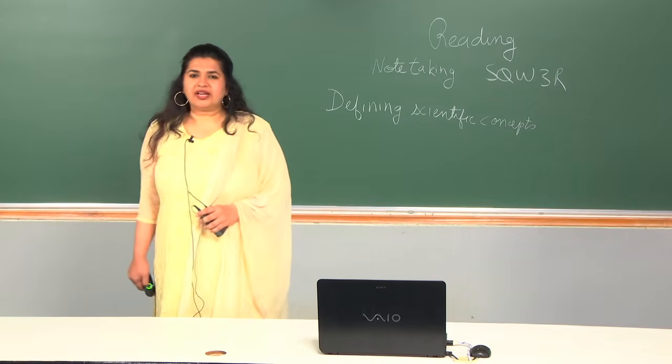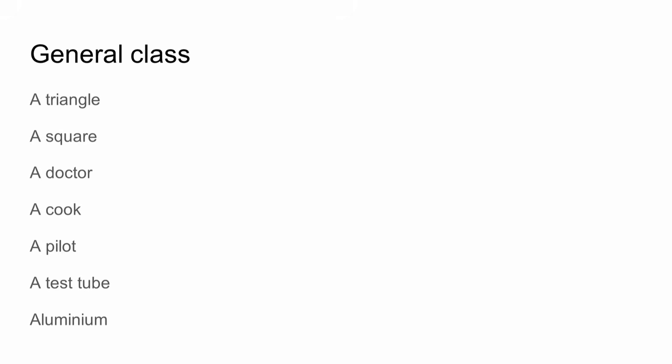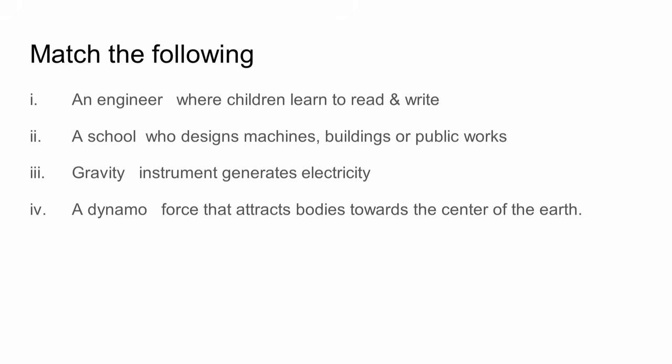Now, look at this list, and I would like you to give me the general class of these words, and that is how we begin. So, a triangle, a square, a doctor, a cook, a pilot, a test tube, aluminum. Look and think about the general class of these. And the next question is, I want you to match the following: an engineer, a school, gravity, a dynamo.